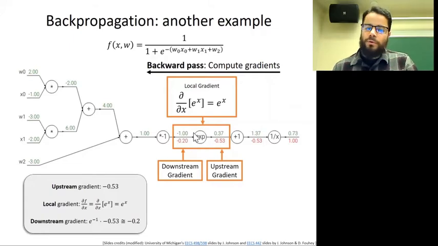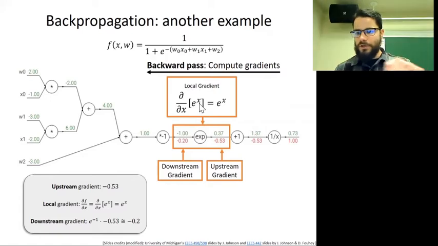Next module. So we are now in a node where we are applying the exponential, the e to the power of x. If you remember, the derivative of e to the power of x with respect to x is e to the power of x, so it doesn't change. Very good.